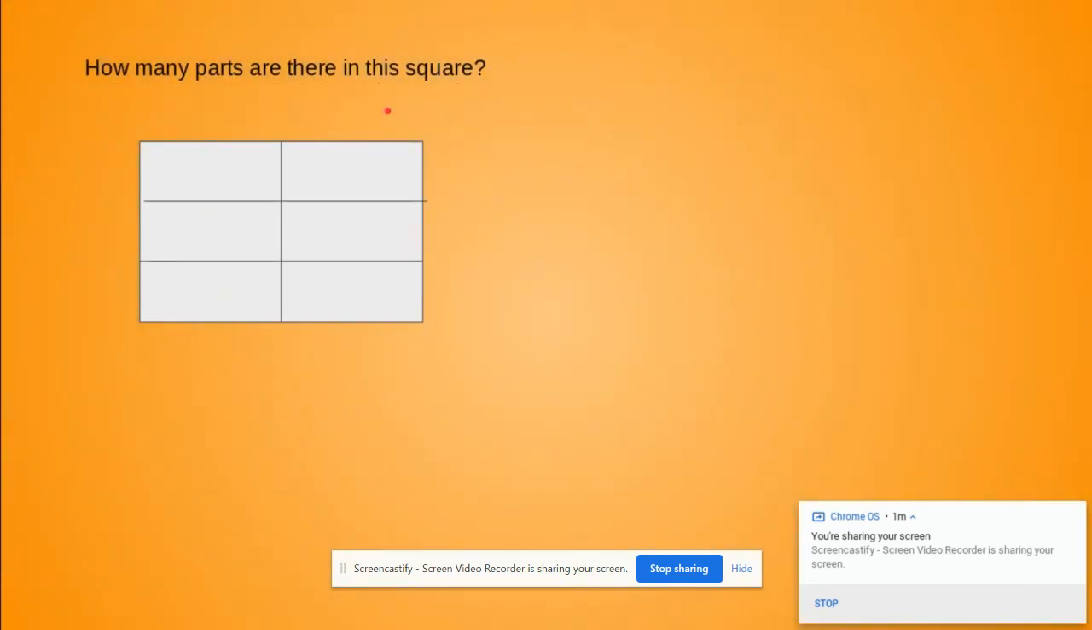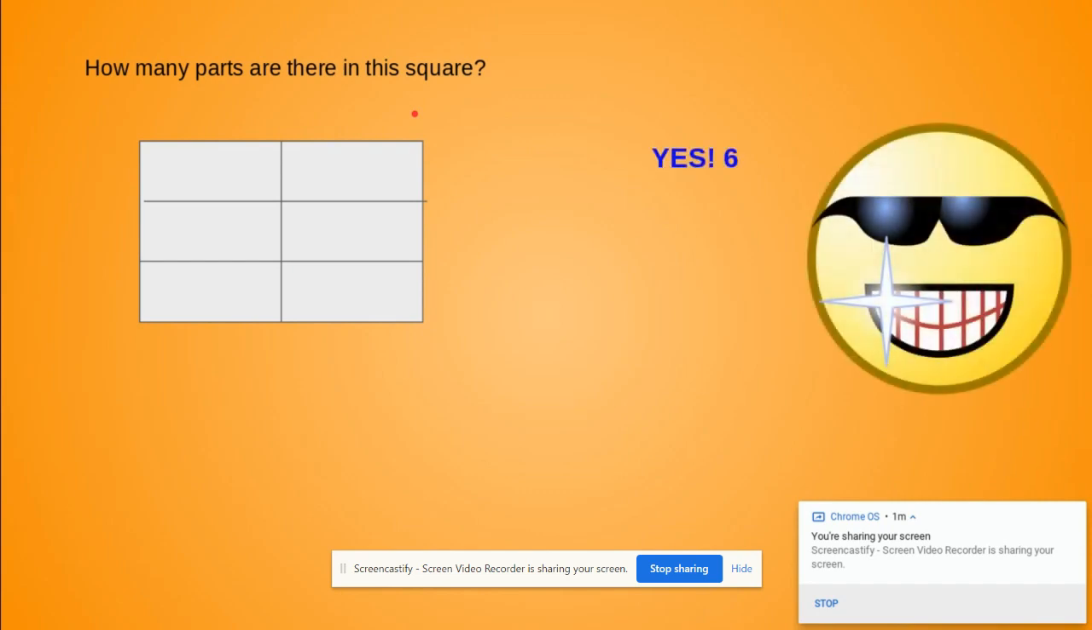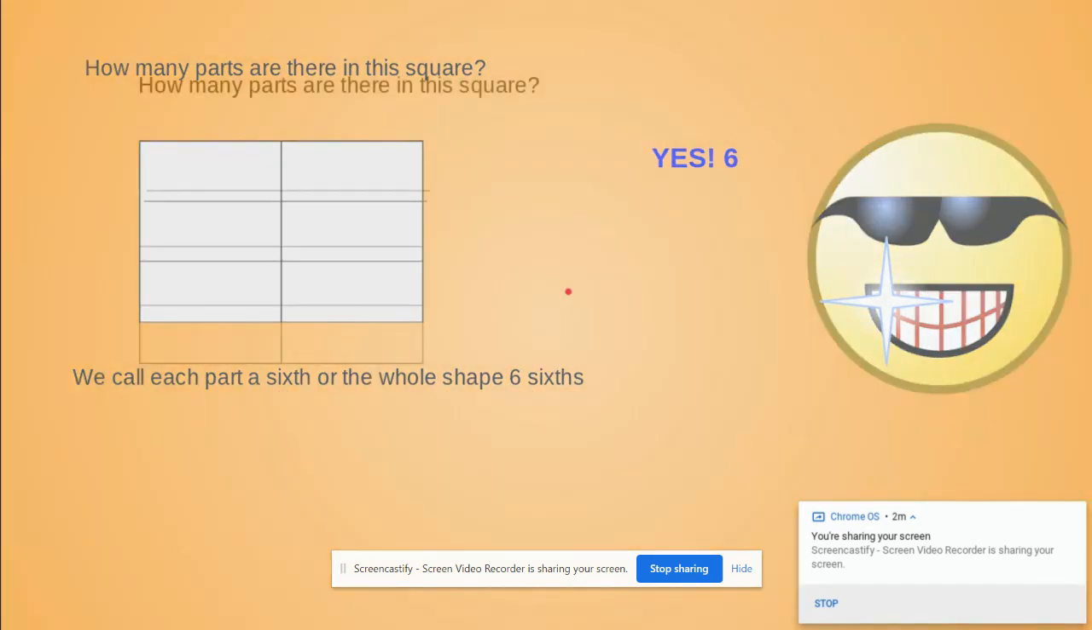How many parts are here? Well, counting them out, you'll end up with 6. And we call those, each part is called a sixth, or the whole shape has 6 sixths in it.